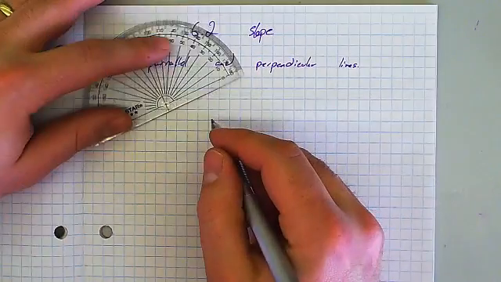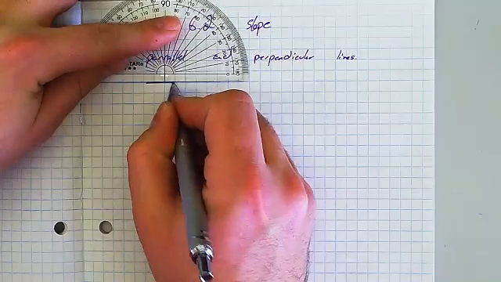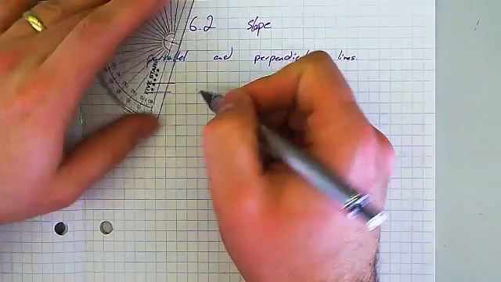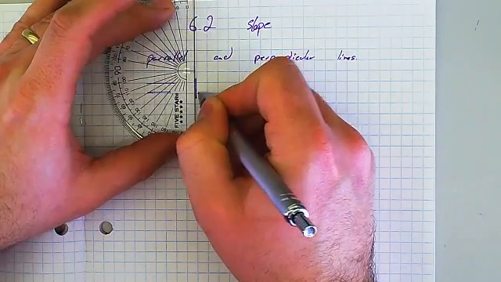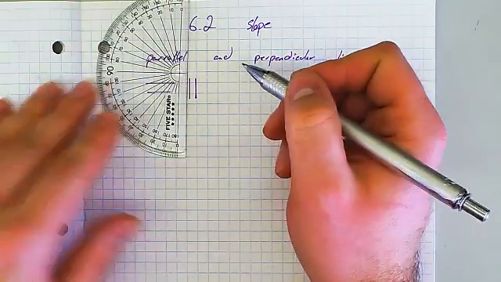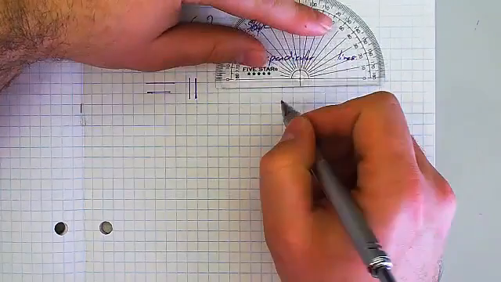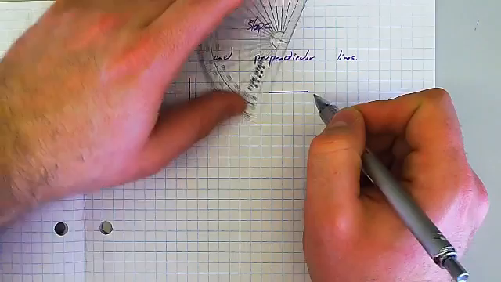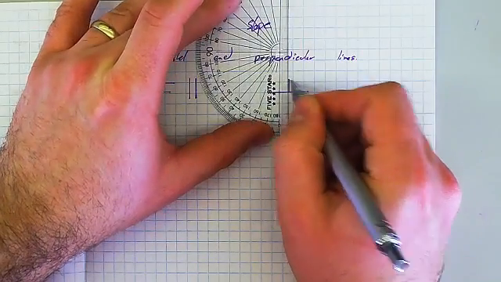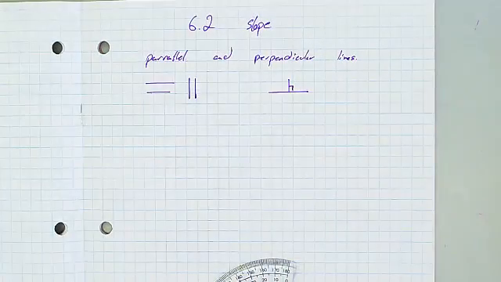So basically, we're going to write the symbol as two lines like this. It could be vertical lines. Some people call it the train tracks, right? Perpendicular means they're 90 degrees to one another. Like so.